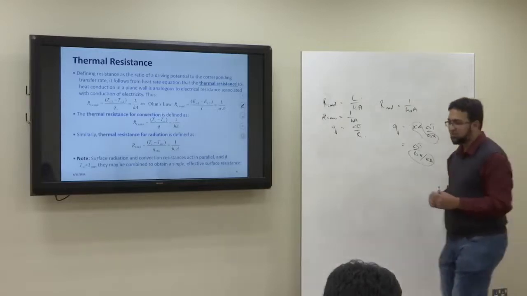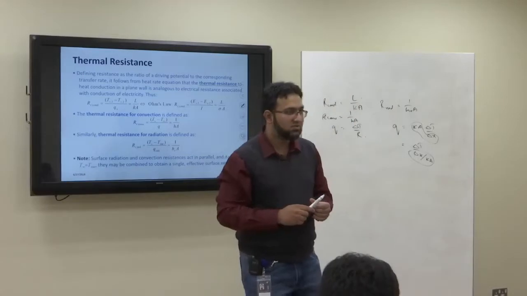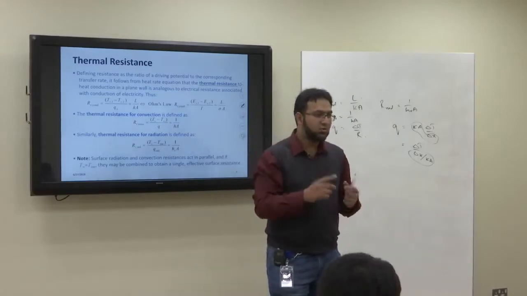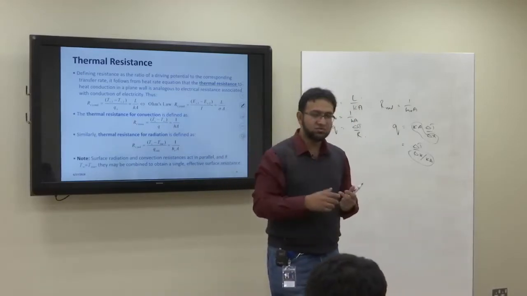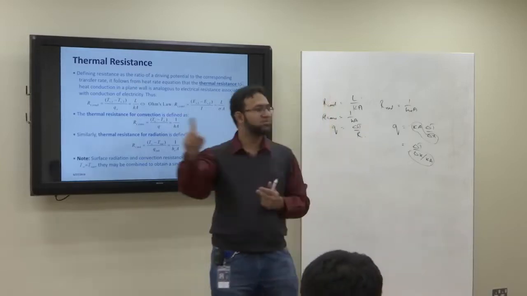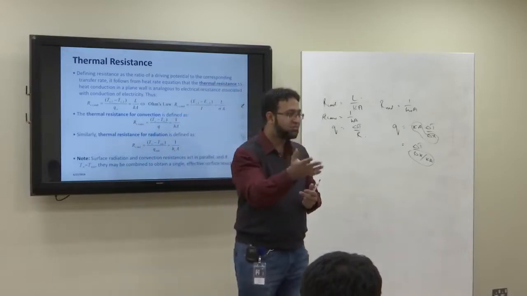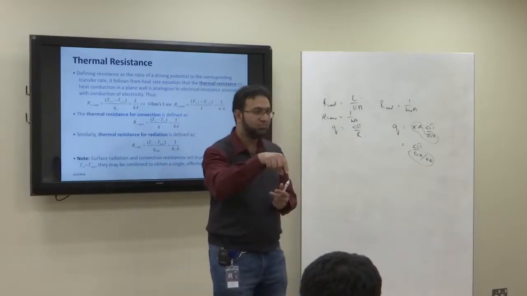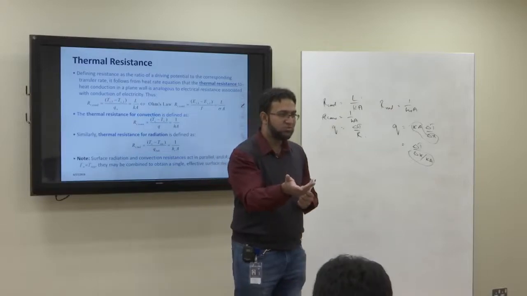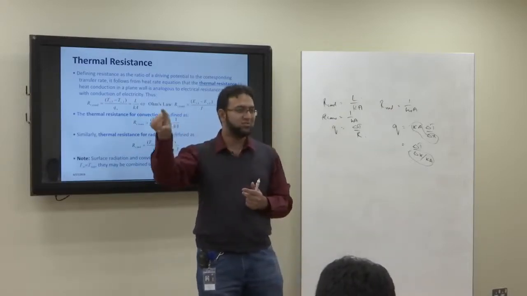In the series circuit, what is the thing that remains constant in electrical systems? Current. In the series circuit, current remains constant. Current is the thing that flows. In a heat system, what is the thing that flows? Heat. So if it is a series circuit, heat will remain constant, like current remains constant.